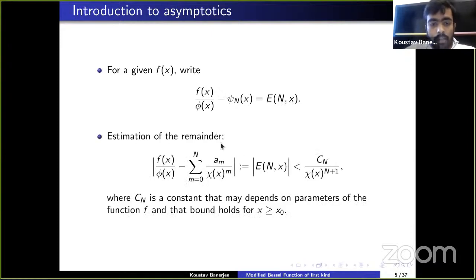So what is the estimation of the remainder? f(x) divided by phi(x) minus this sum over m from 0 to n of a_m divided by chi(x) to the m is defined to be E_n(x), and its absolute value we want to bound by c_n, some constant dependent on n, divided by chi(x) to the power n plus 1, which is equivalently big O of 1 over chi(x) to the power n plus 1, the next term. So c_n is again a constant, maybe dependent on the parameters of the function f, and this inequality holds for all x greater than or equal to x0. For our purpose, knowing x0 explicitly, and knowing this c_n explicitly, is important.